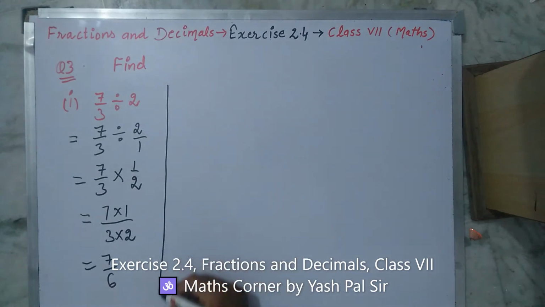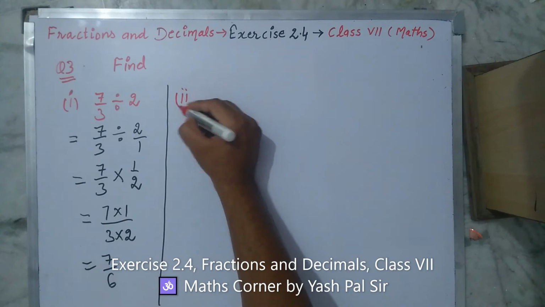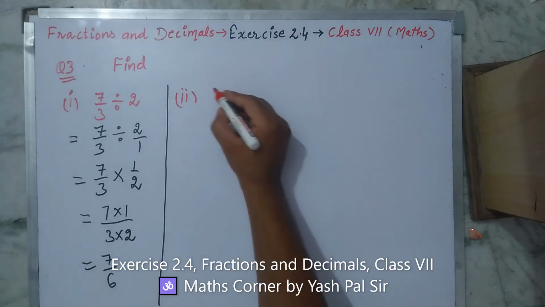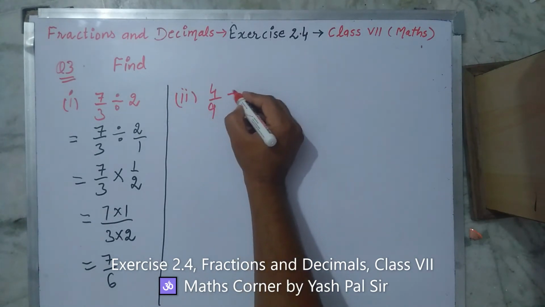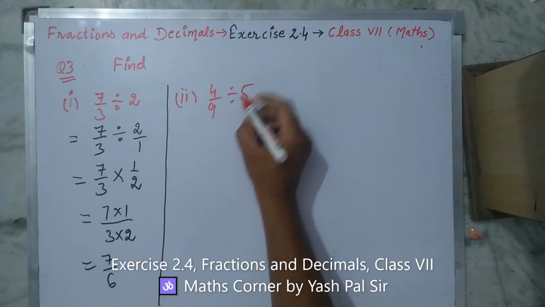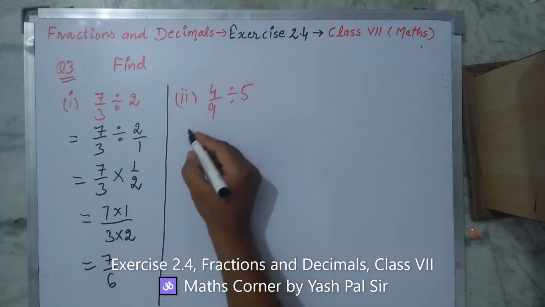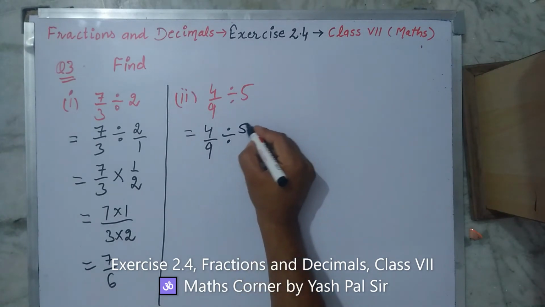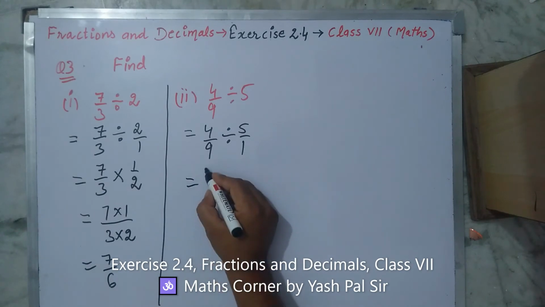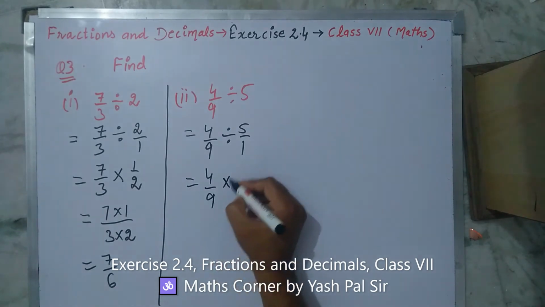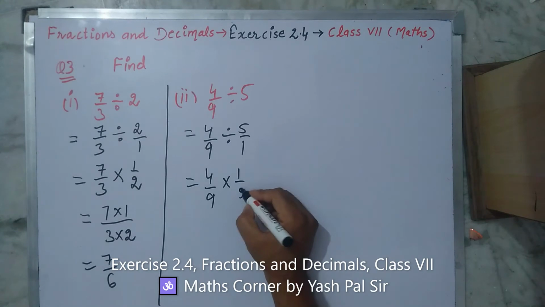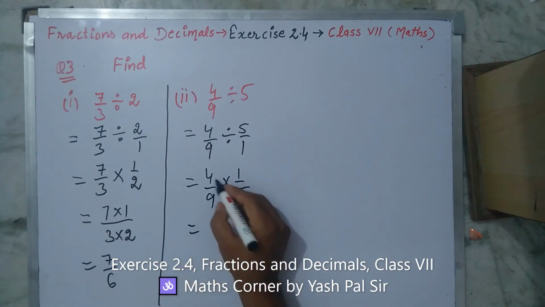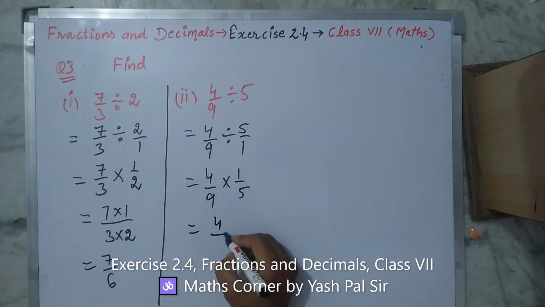So next, part number 2 is 4 upon 9 divide 5. So this means this is equal to 4 upon 9 divide 5 upon 1. That means 4 upon 9 into the reciprocal 1 upon 5. That is 4 into 1, 4, 9 into 5, 45.